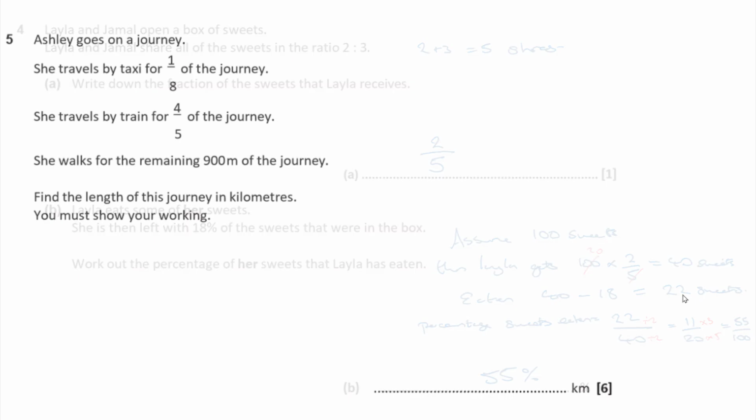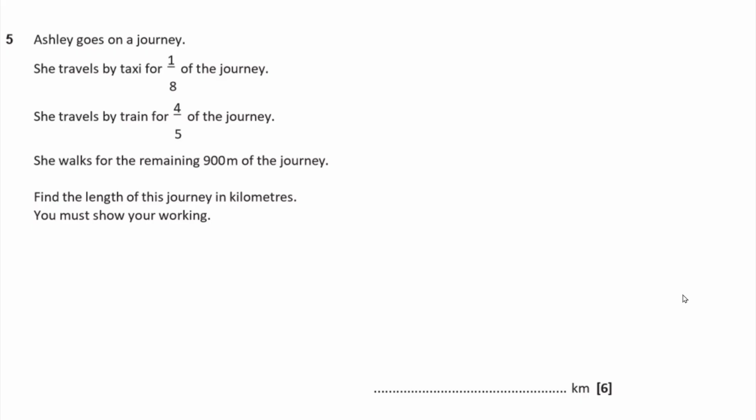Okay. Question 5. Ashley goes on a journey. She travels by taxi for 1/8 of the journey. She travels by train for 4/5 of the journey. She walks for the remaining 900 meters of the journey. Find the length of the journey in kilometers. You must show your working.